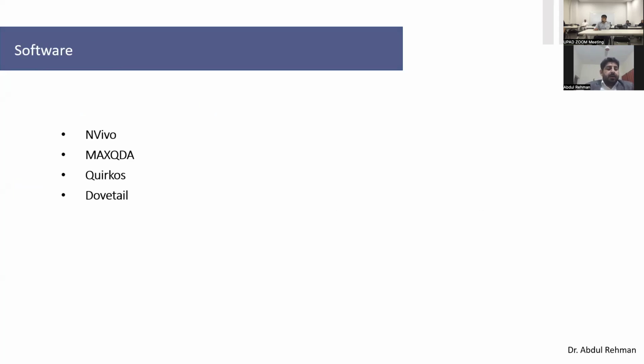So, for quantitative research we have many softwares, but in qualitative research, we also have softwares. The famous ones are Nvivo, MaxQDA, QuickCos, Dovetail. I used Nvivo software in my research. What does Nvivo do? Simply, for the whole thematic analysis process which I have explained before, it can help you in arranging the data and categorizing the data. So Nvivo is a software which helps you while doing the analysis.